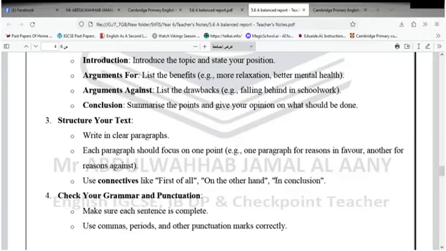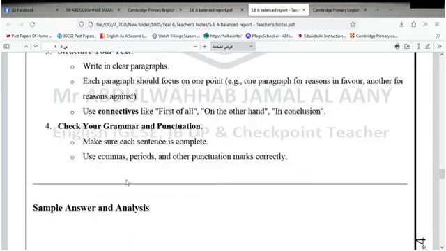And when you finish, go to "in conclusion," "in the end," "as a result." After you finish writing, put grammar and punctuation in your mind. Make sure that your sentences are complete. Use commas, periods, and other punctuation, advanced punctuation marks like colons and semicolons, correctly.